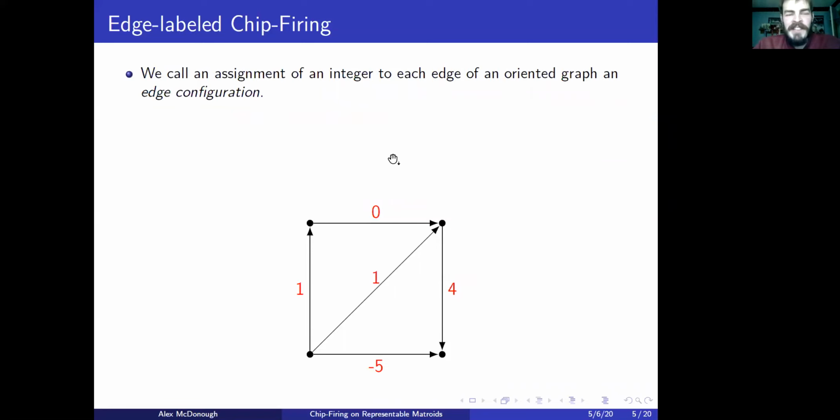So yeah, an edge configuration, we're going to put an integer on each edge, instead of a chip configuration, which puts an integer on each vertex. So this is an example of an edge configuration.